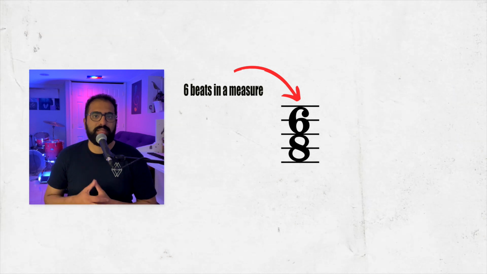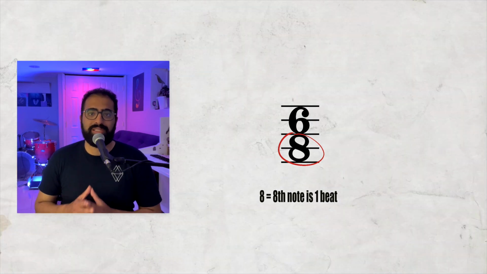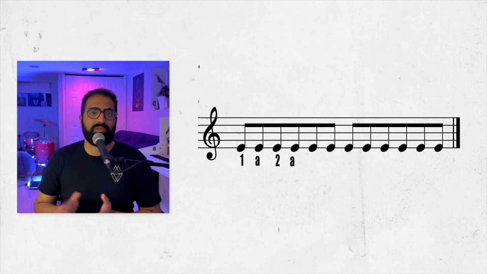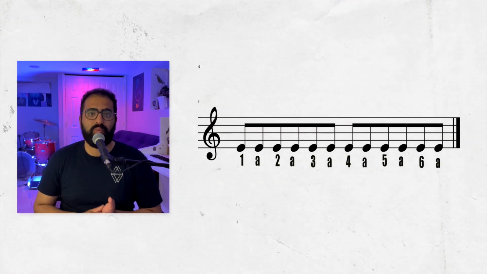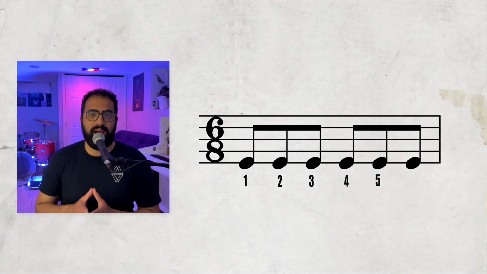But with the 6/8 time signature, yes, there are 6 beats in each measure, but the 8 means that the eighth note will have the beat. So instead of counting the eighth notes 1 and 2 and 3 and 4 and 5 and 6 and, we're counting eighth notes as 1, 2, 3, 4, 5, 6.